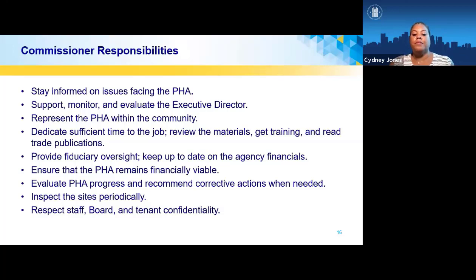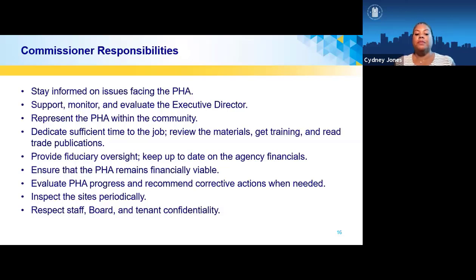Listen to your gut. Fully consider and evaluate all of the available options, hiring staff, contracting out for the efficient operation of a housing authority. Look at the financials carefully and monthly and be sure that you understand what's being presented to you.